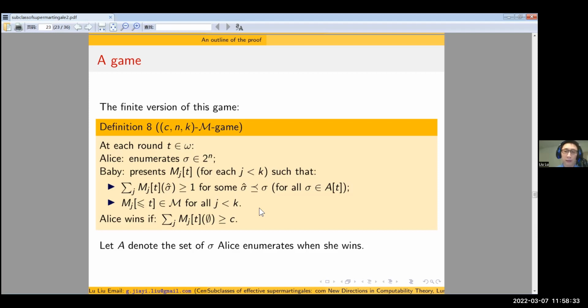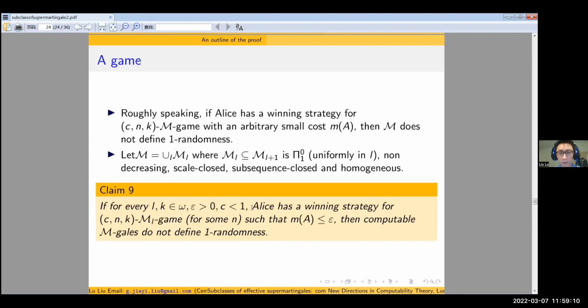And secondly, we know that the action space of Baby, which is a space of these supermartingales, is not a finite space. It's a product of the reals. Fortunately, this space is compact, and the winning criterion is continuous in the game history. So that means we can use a compactness argument to show that this action space of Baby can be finitized. So by this, we will have a computable winning strategy if she has a winning strategy.